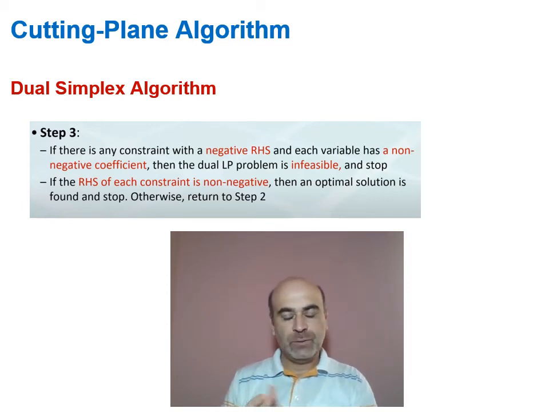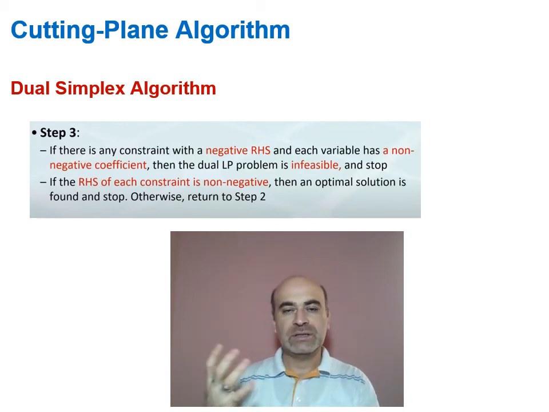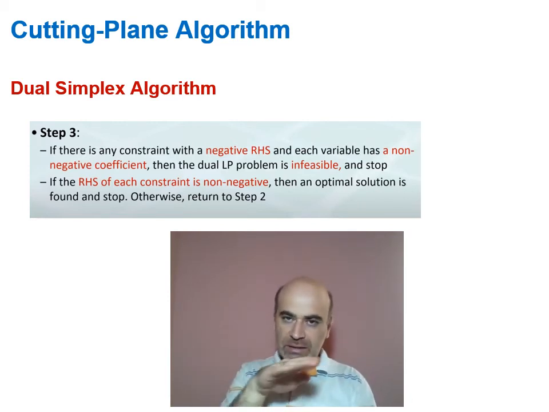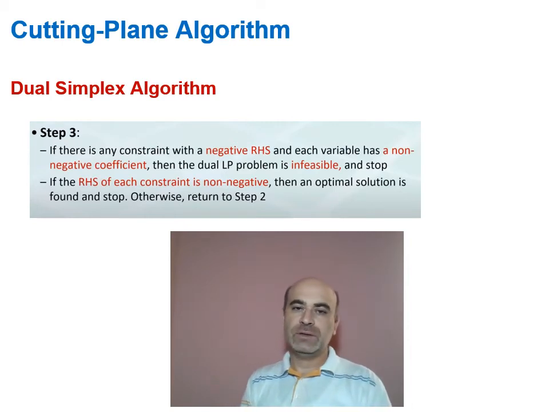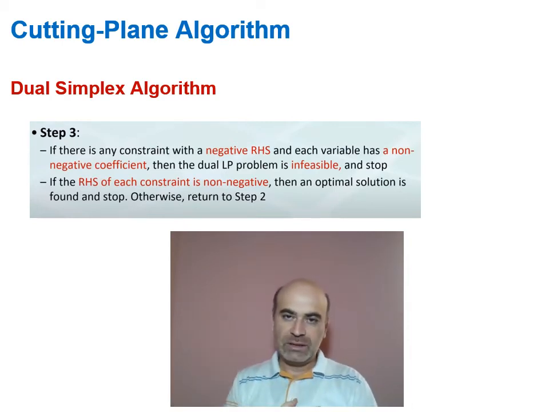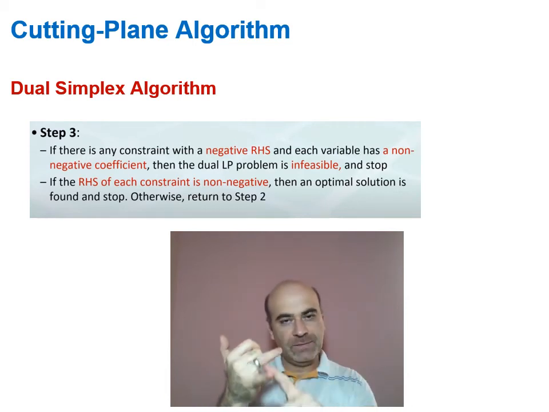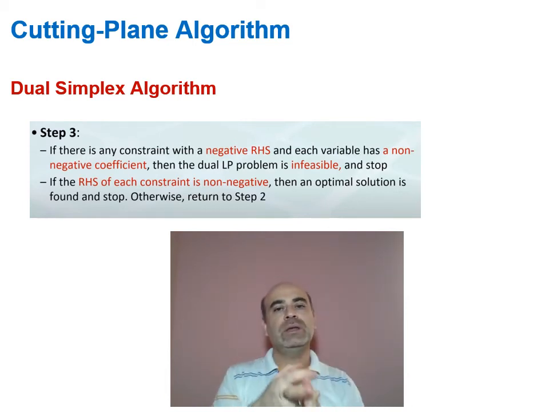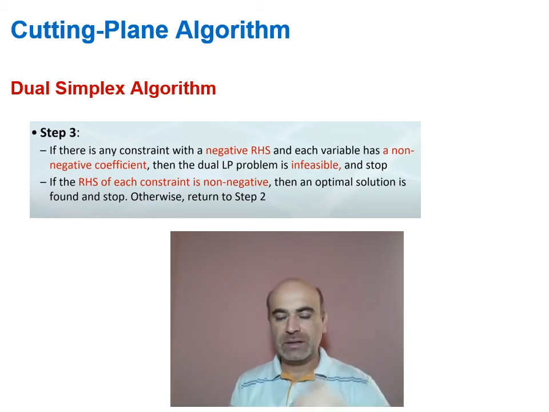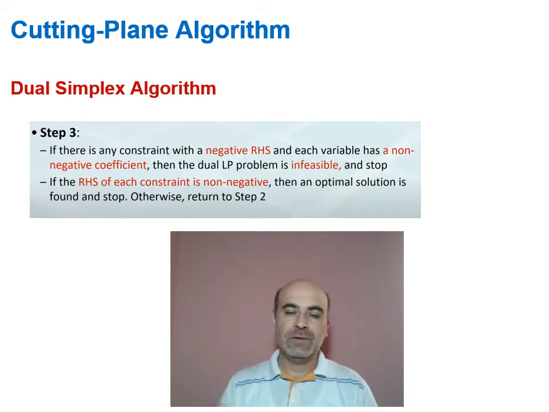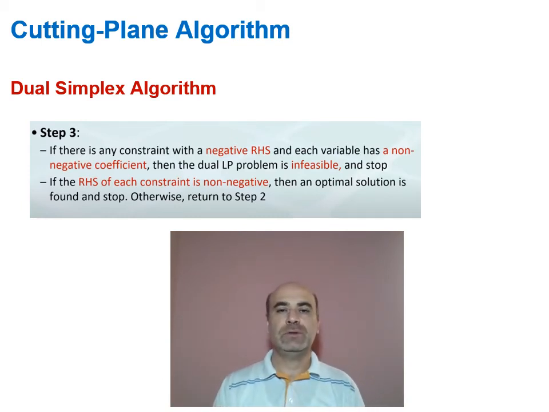Otherwise, what's otherwise? If there's at least one right-hand side which is negative, and in this pivot row there's at least one non-basic variable with a negative coefficient, then we can make this ratio test. So it is not infeasible, it is not optimal. We need to make one more iteration by selecting this as the leaving variable and deciding on the entering variable, and make new elementary row operations and find the new tableau. Okay, so these are the steps of the dual simplex algorithm.